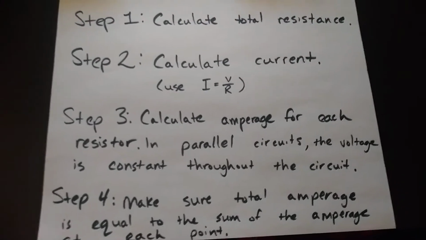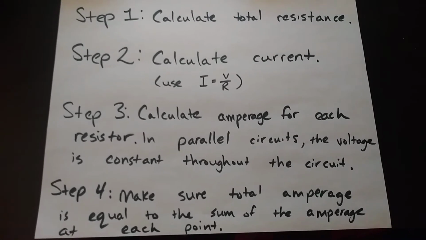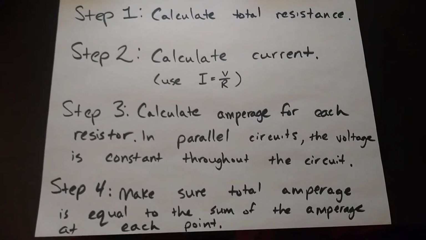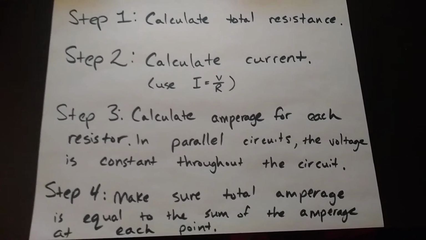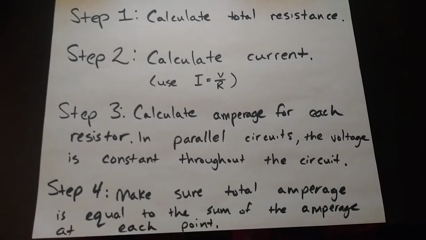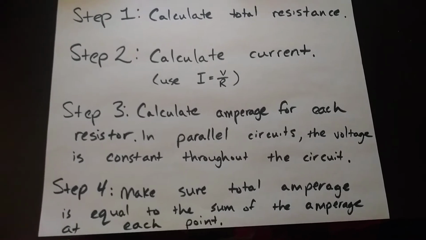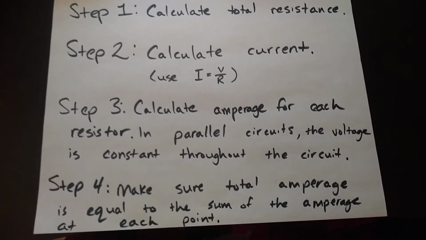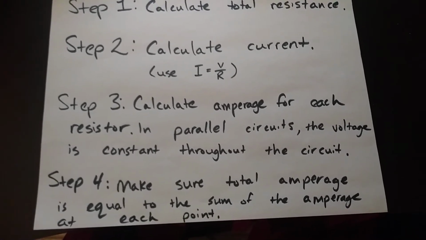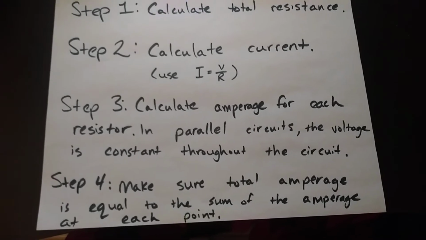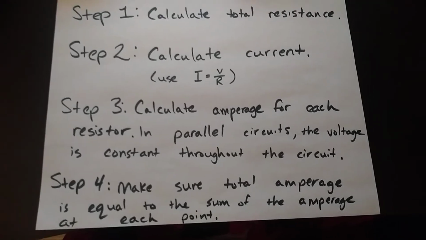As before, I suggest you pause here and copy down these steps into your notes. If you follow these steps, you will be able to calculate this with ease every time. Step 1, calculate the total resistance for the circuit. Step 2, you'll calculate the current, same as before. Step 3 is where things are different. In this case, for a parallel circuit, you'll calculate the amperage for each resistor. In parallel circuits, the voltage is constant throughout the circuit. We'll see that in a minute. And step 4, make sure that the total amperage is equal to the sum of the amperage at each point. We'll see how that works in a minute too.